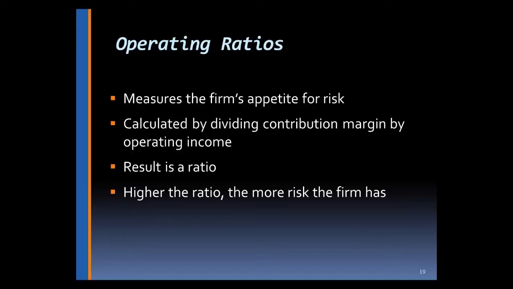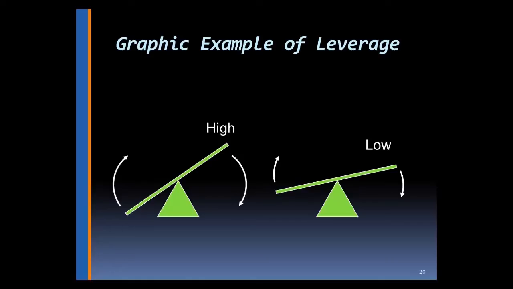The higher that ratio is, the more risk the firm has, the more volatile it is to changes in its dollars of sales. So it's a teeter-totter situation. If you have a high leverage ratio, changes in the sales will move and make greater changes in your operating bottom line. If you have a low level of leverage, it'll be a smaller change in your bottom line.